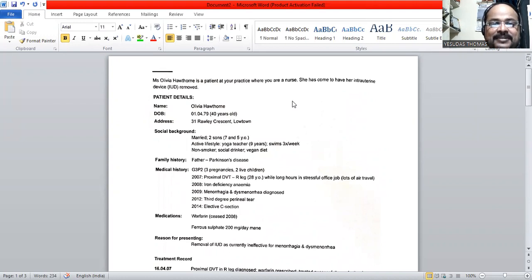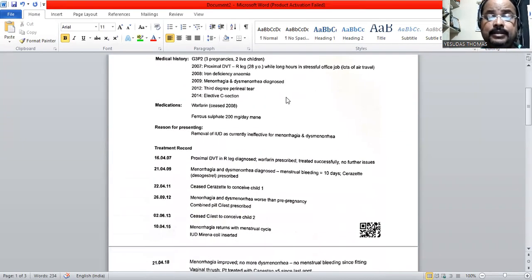Today we are going to discuss the case note of Miss Olivia Hawthorne. She is a patient at your practice where you are a nurse, and she has come to have her intrauterine device removed. So she came for a specific purpose, that's for IUD removal. So let us see the task.